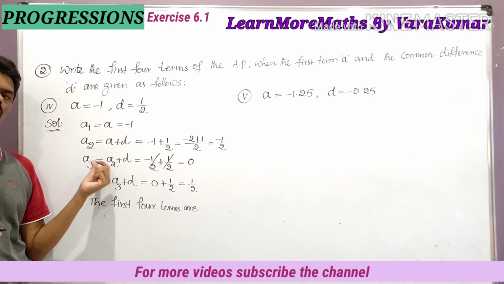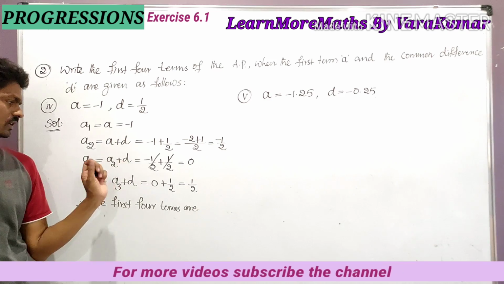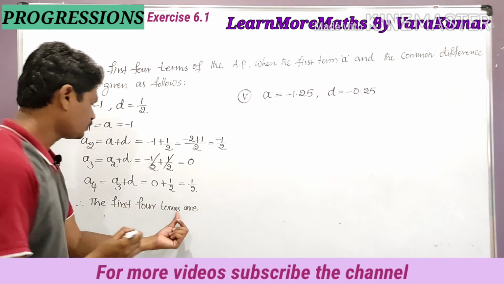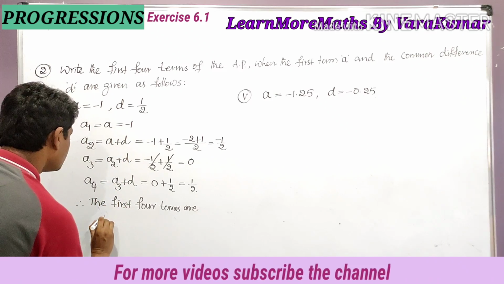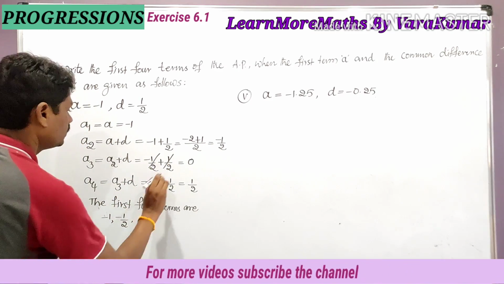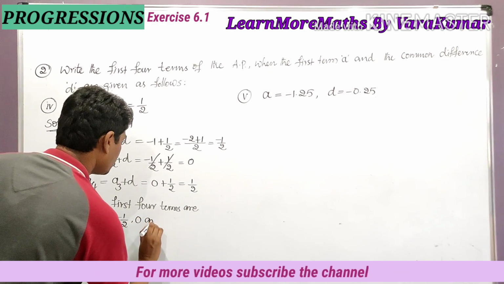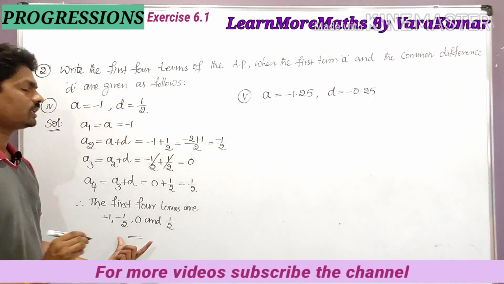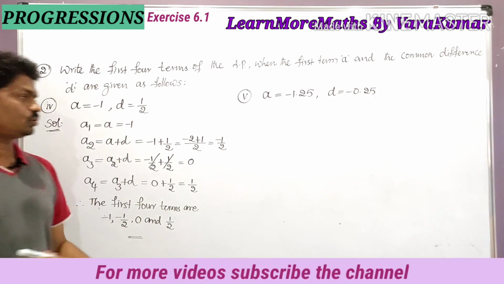So we have to substitute A and D values to get A3. So in both ways we can find it, student. This is very easy. So the first 4 terms are: the first term is minus 1, the second term is minus 1 by 2, the third term is 0, and the fourth term is 1 by 2. So these 4 are the first 4 terms of the given AP, student.